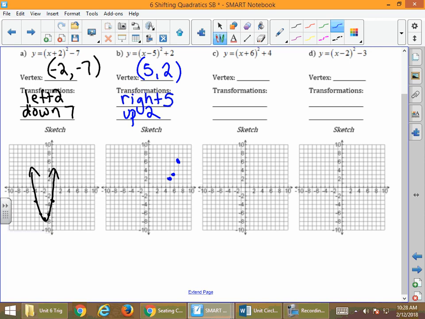So we're going to go 1 space to the left and 1 up. We're going to go 2 spaces to the left and 4 up. And if you're not sure, type it in your calculator. Look at the points in your table. Second graph gets you to the table.